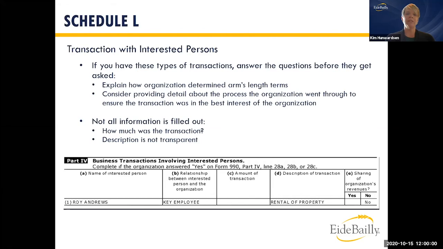Transactions with interested persons, we see a lot of these, and again, it's not bad, but we want to make sure that we can answer the questions before someone that's reading it has to ask. In this situation, I would look at this and say, interesting that they didn't tell us the amount of the transaction. So there's a rental of property from a key employee, but we're not explaining the amount of the transaction. Again, not that you can't rent property from a key employee, or a key employee can't rent property from you, but you'd want to make sure that there's full disclosure of the terms and what process you went through to ensure it's really in the best interest of the organization.